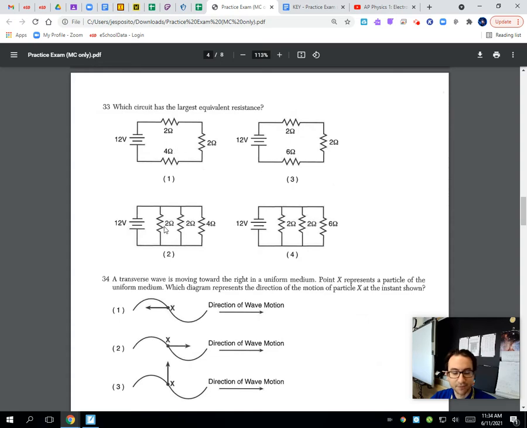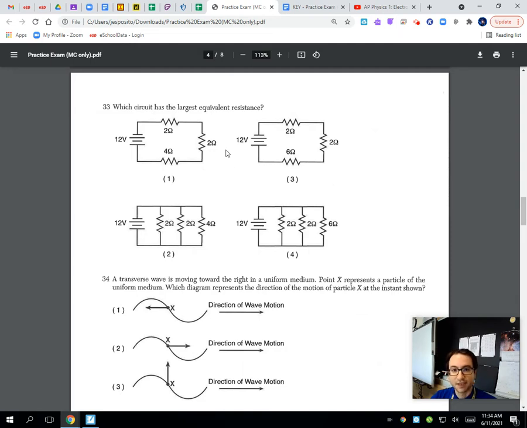Going across the bottom, we're adding inversely. So that'd be 1/2 plus 1/2 plus 1/4, and then inverting that. Let's see, half plus a quarter. We're talking about 5 over 4 inverted, so that's 4 over 5. That's definitely less than the first two. And then 1 over 2 plus 1 over 2 plus 1 over 6 inverted. That's going to be a small number as well.